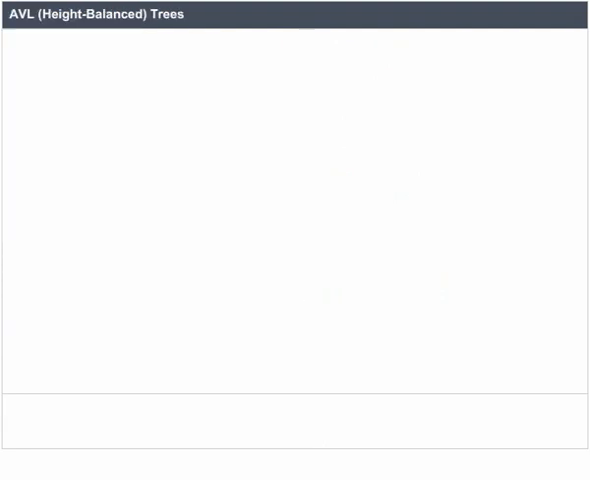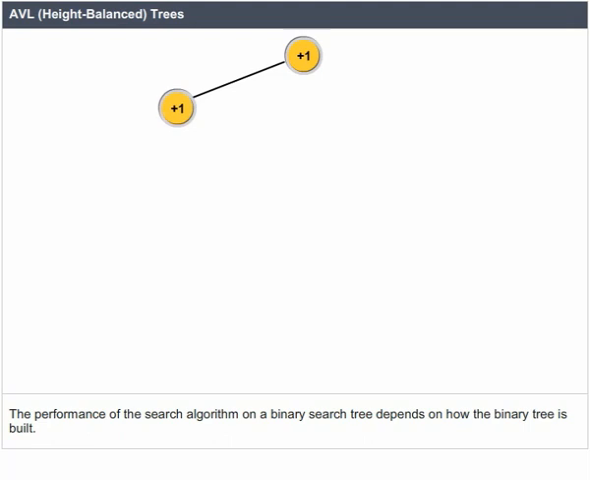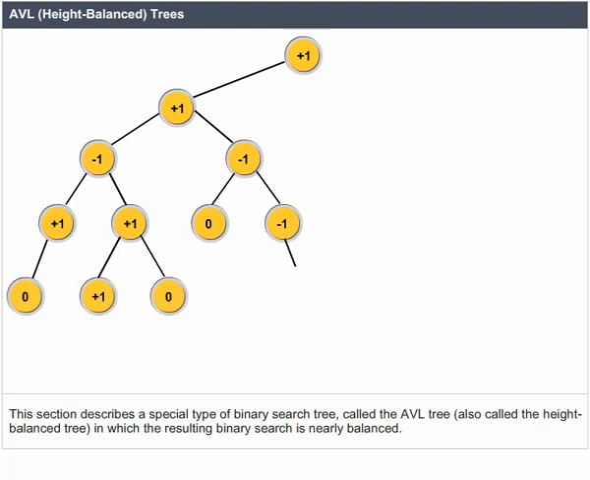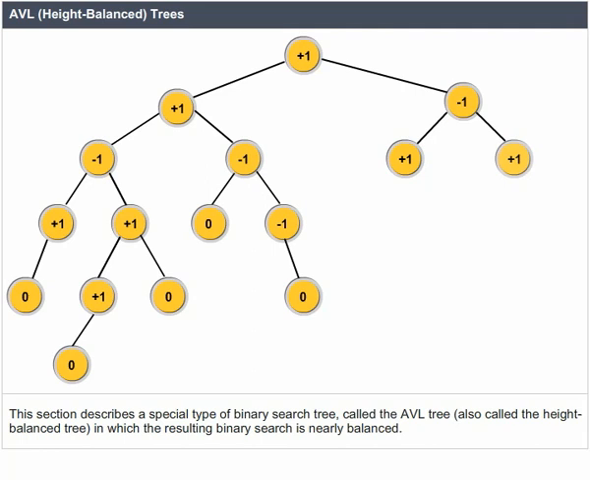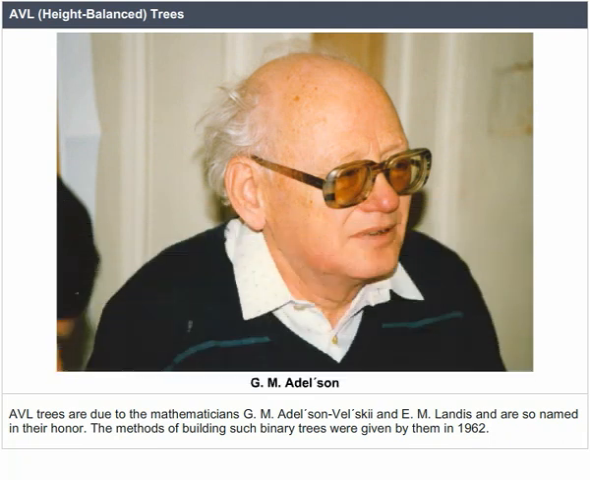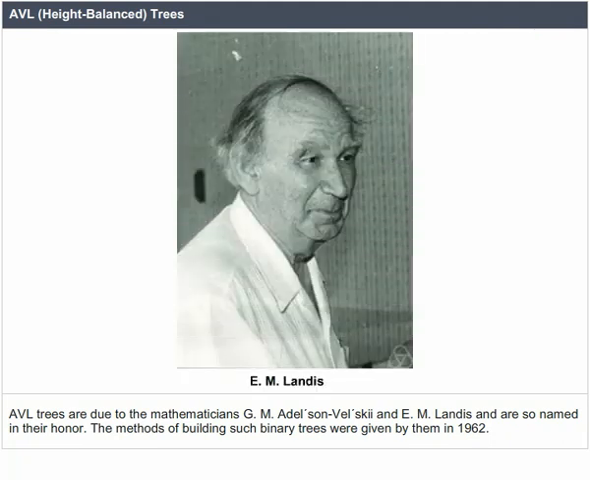AVL height balanced trees. The performance of the search algorithm on a binary search tree depends on how the binary tree is built. The shape of the binary search tree depends on the data set. If the data set is sorted, this section describes a special type of binary search tree called the AVL tree, also called the height balanced tree, in which the resulting binary search tree is nearly balanced. AVL trees are due to the mathematicians G.M. Adelson-Velsky and E.M. Landis and are so named in their honor. The methods of building such binary trees were given by them in the year 1962.